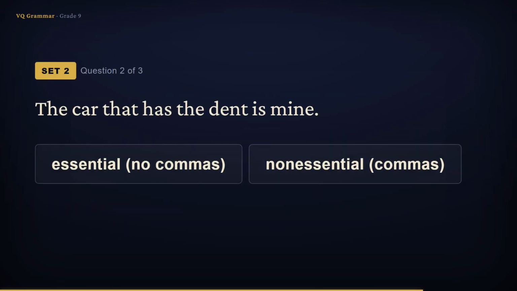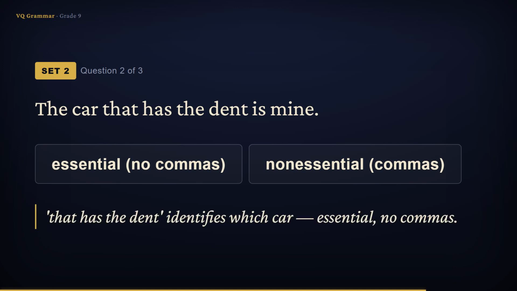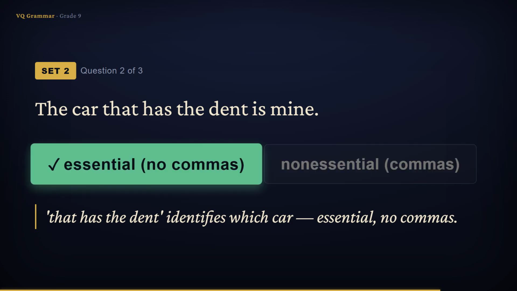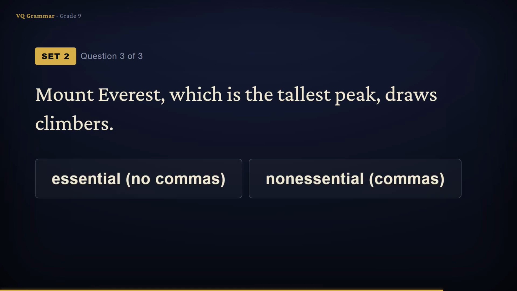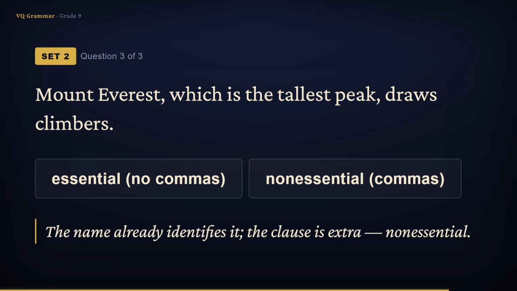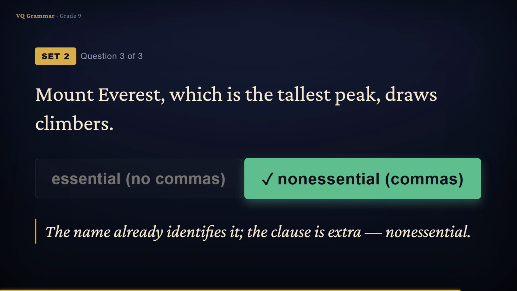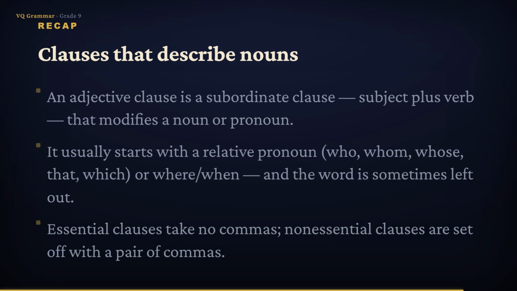The car that has the dent is mine. Which car is mine? The one with the dent. The clause that has the dent tells us exactly which one. Remove it and you don't know which car. There are no commas because the clause is essential. Mount Everest, which is the tallest peak, draws climbers. The name Mount Everest already tells us exactly which mountain, so the clause, which is the tallest peak, is just bonus information set off by commas. That makes it non-essential.